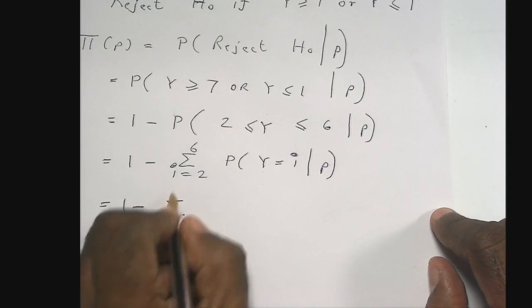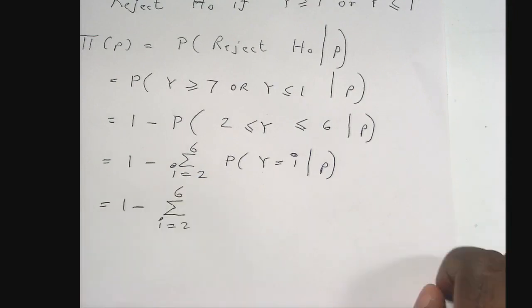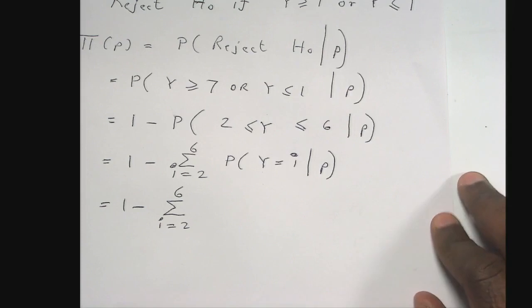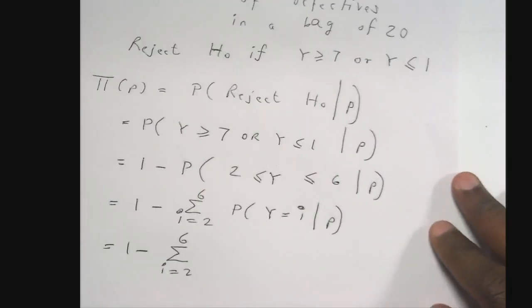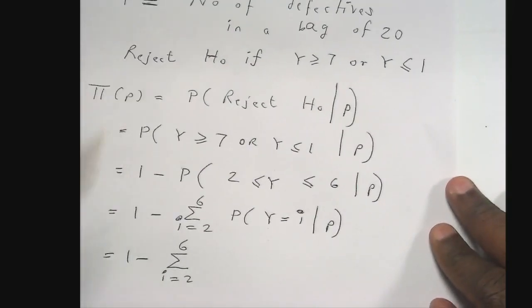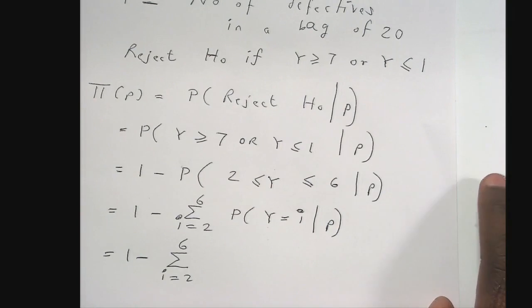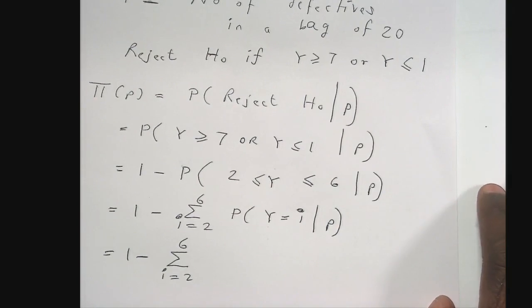Now let me ask you, what distribution will y have? Remember, y represents the number of defectives in a bag of 20. So what distribution do you think it will have? I'm sure you've done an awful lot of this. Come on guys, please. What distribution will it have? Is it geometric, negative binomial, Poisson? Which of them do you think?